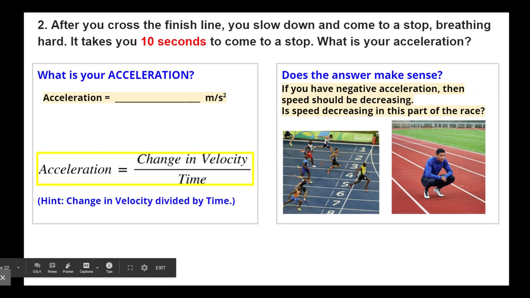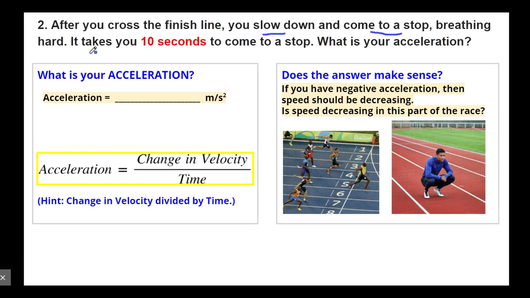After you cross the finish line, you slow down and come to a stop, breathing hard. It takes you 10 seconds to come to a stop. What is your acceleration? Our time is 10 seconds for this part of the race. This part of the race takes 10 seconds. To get acceleration, we take our change in velocity, which is negative 5.4 meters per second, and we divide it by time.